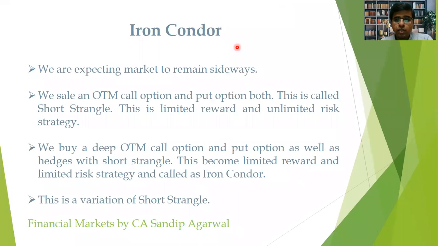Now, what is the iron condor? As I explained, this is a variation of the short strangle only. In this case also, the person expects the market to remain sideways. The person basically sells an OTM call and an OTM put option. This is a short strangle. This is again a limited reward and unlimited risk strategy. Now the person basically hedges this OTM call and OTM put option by buying a deep OTM call and a deep OTM put option, which is treated as a hedge on the short strangle, and it converts the limited reward and unlimited risk strategy into a limited reward and limited risk strategy. And then this strategy becomes, from a short strangle, an iron condor.